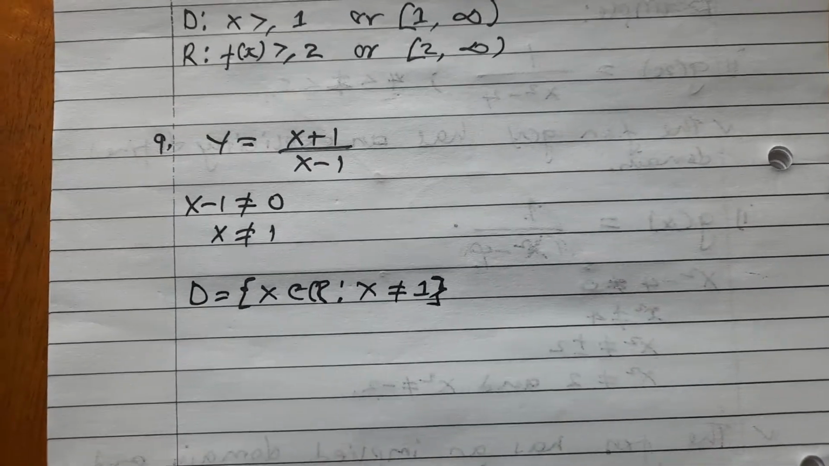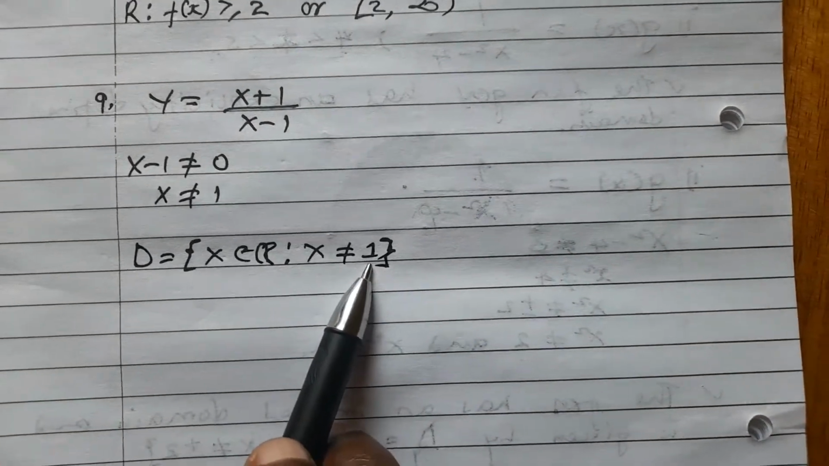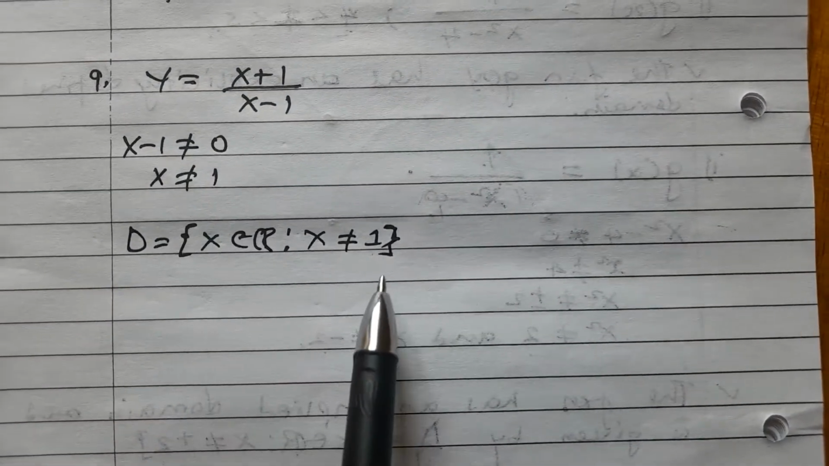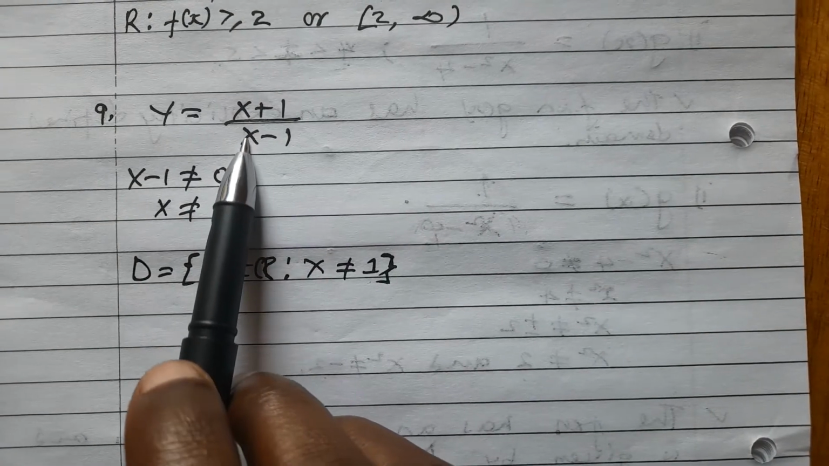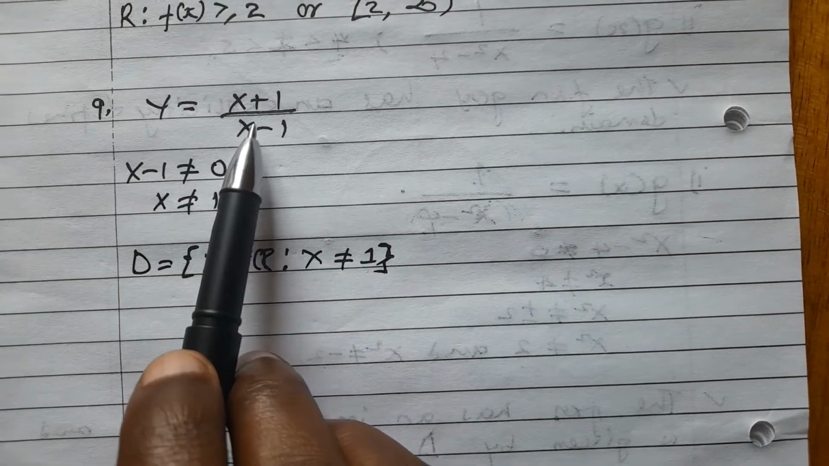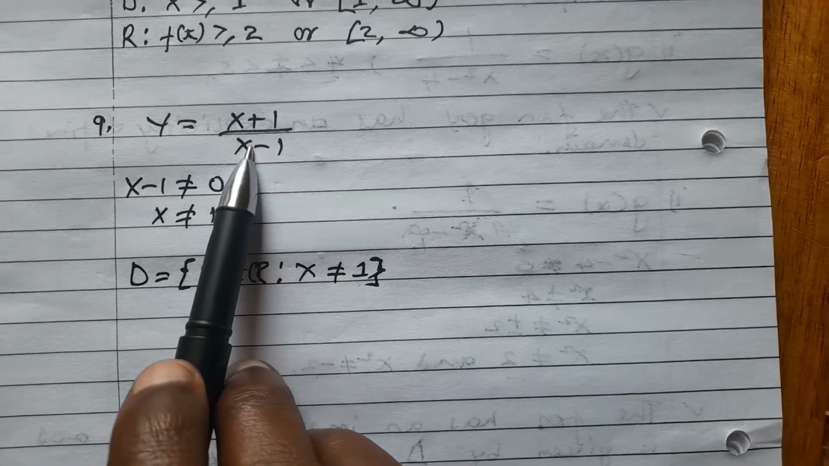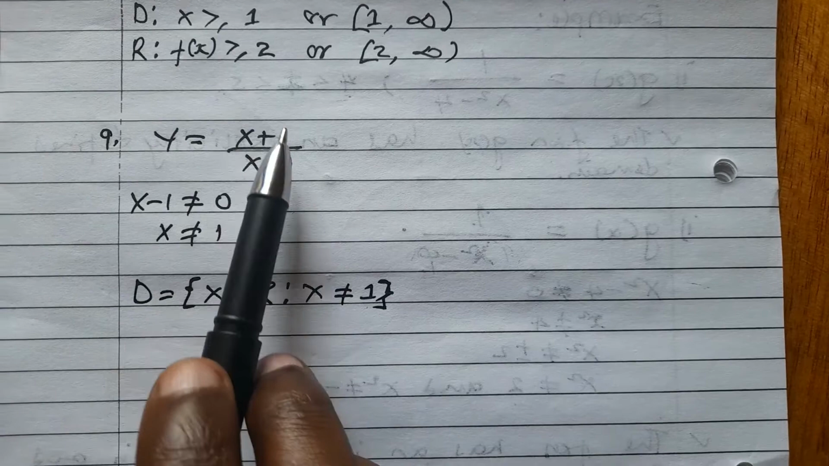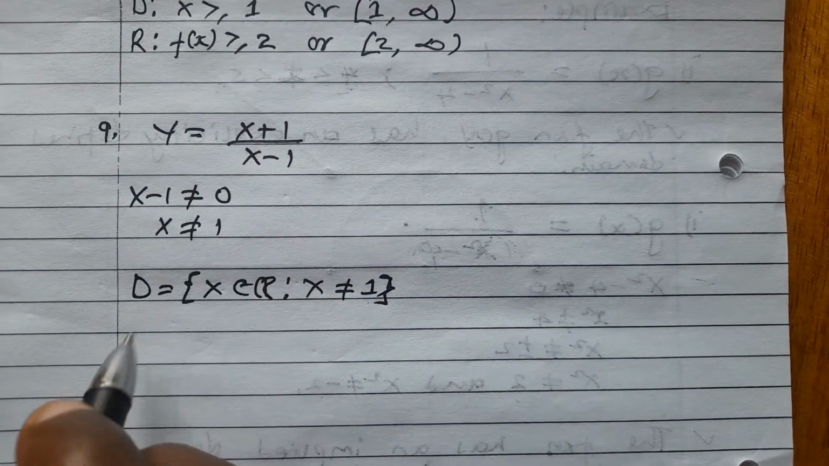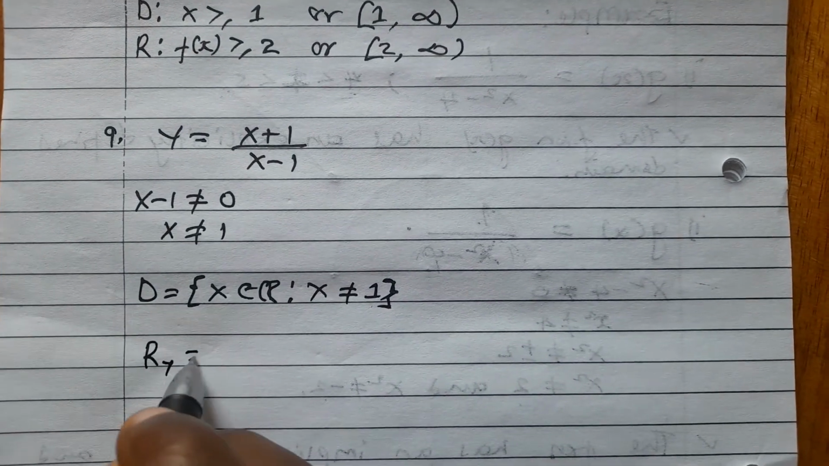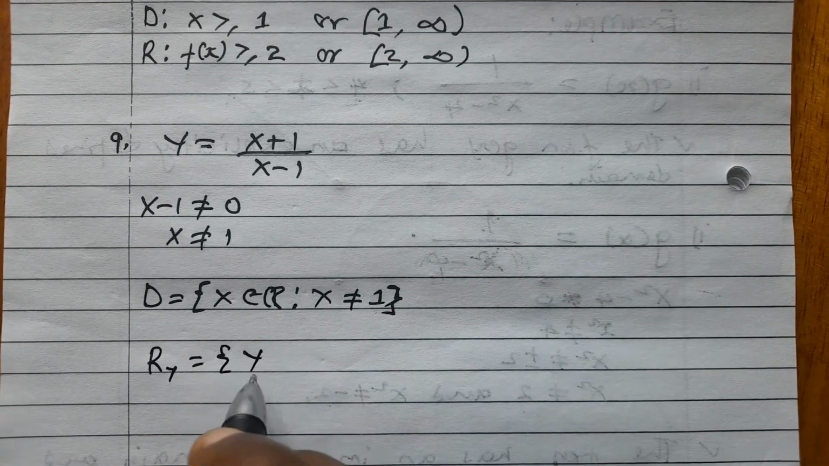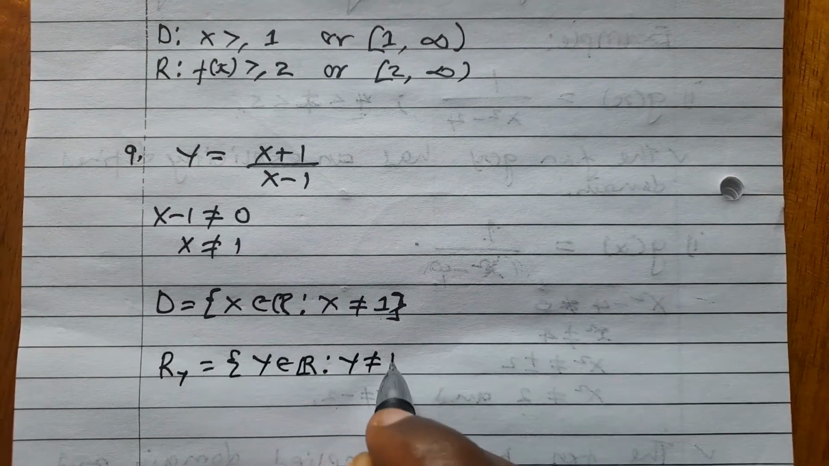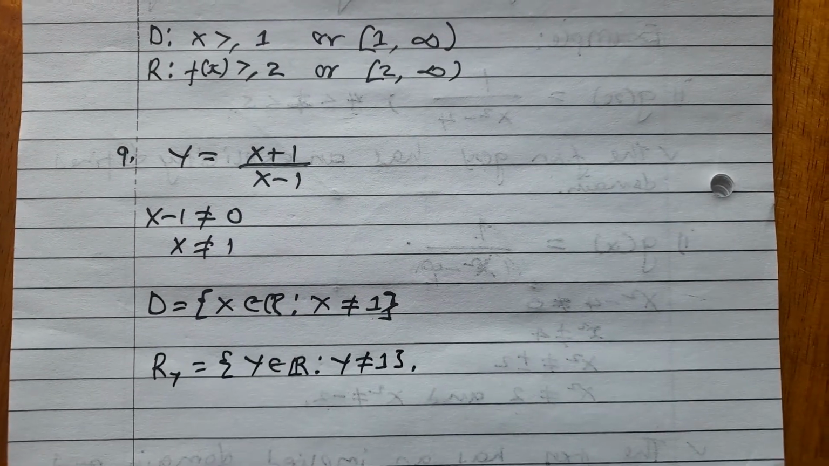What about the range? For the range, we can also plug in the value of the domain. When I plug in the value of the domain, you realize here I'm getting a 0. So it means that the range cannot be 1. We can have any other values but not 1. So we can say the range of the function y is the set of values of y in real numbers such that y is not equal to 1.